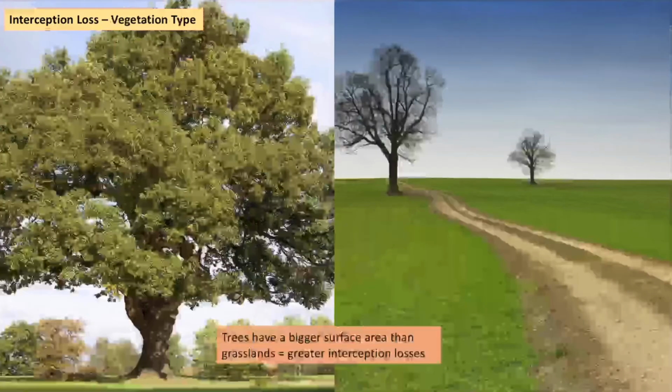The other thing we'd need to consider is if it was windier, we would have higher interception loss rates because we've got higher rates of evaporation, and the same for temperature. The higher the temperature, the higher the rates of evaporation, therefore higher interception losses.